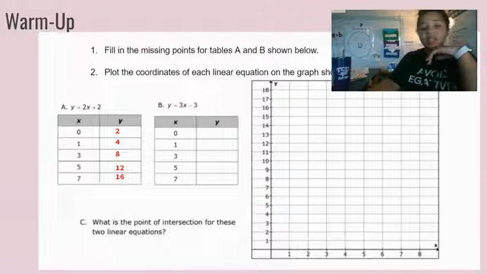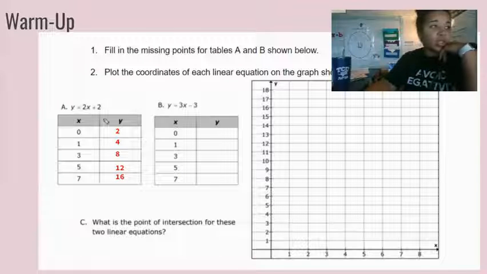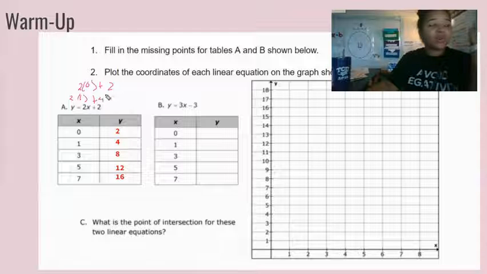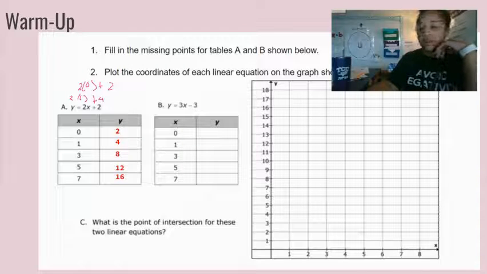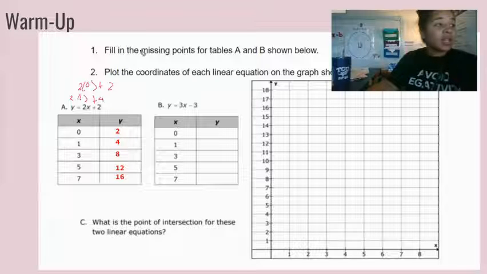You can also do this the old-fashioned way by plugging into the equation. If I plugged in 0 for x, I would get 2. If I plugged in 1 for x, it would be 4. If I plugged in 3 for x, it would be 8. So on and so forth. So that's how that works. We're just plugging in these numbers for x.